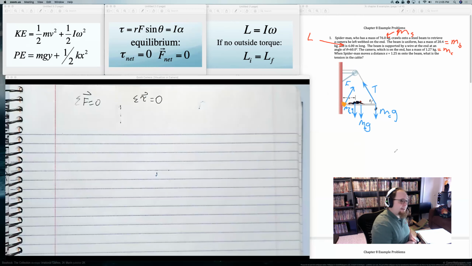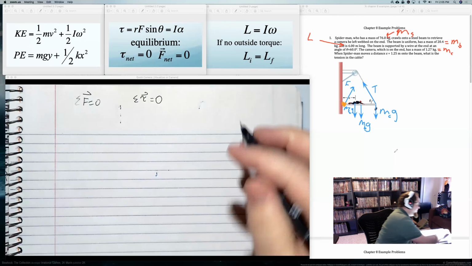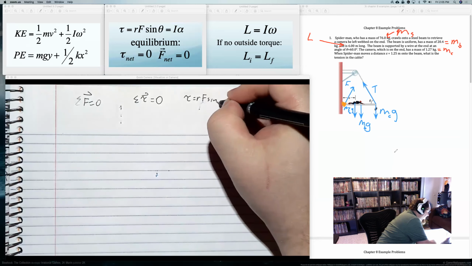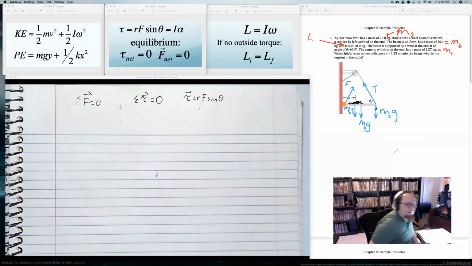And if I make that my pivot point, I'll say the sum of torques equals 0, where each torque is F sine theta. Really I should deal with the vector if it's positive or negative. And I can say the torque from the hinge, the torque from Spider-Man, the torque from the beam, the torque from the camera, the torque from the tension.